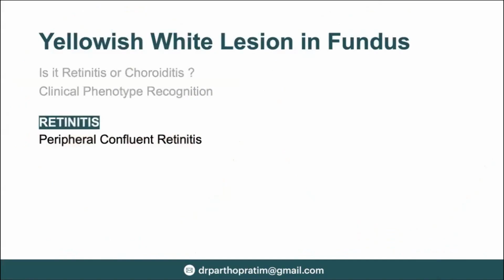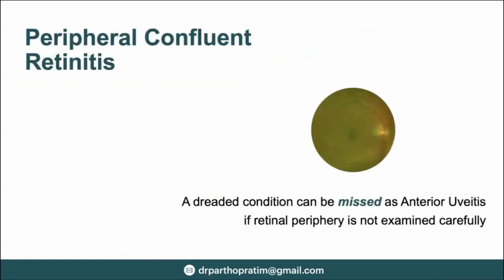Now, the next important point is the clinical phenotype of retinitis, area-wise. First, let's look into peripheral confluent retinitis. Here you have to understand that some retinitis can involve the periphery. And if you are not examining the periphery in those uveitic entities, and only examining the posterior pole and the anterior chamber, you may miss the diagnosis of those retinitis and only treat them as an anterior uveitis. For example, here you see a condition where if you only examine the posterior pole, it largely looks okay except for some hyperemic disc.